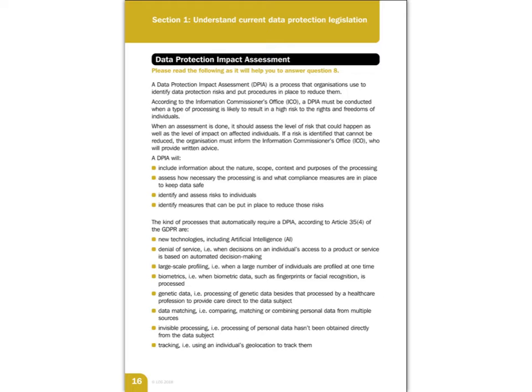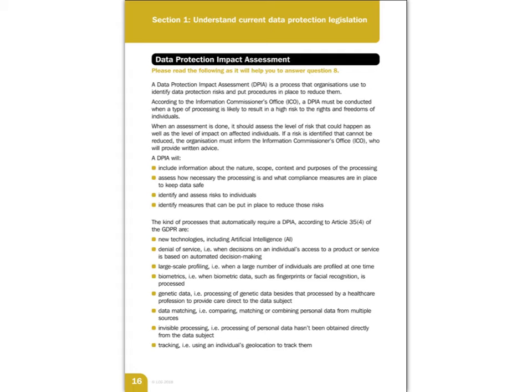So, what's included in the assessment? Information about the nature, scope, context and purposes of the processing. How necessary the processing is and what compliance measures are in place to keep the data safe. Are you reducing access to only certain members of staff? Are you pre-processing a lot of information before you actually get some data, for example?